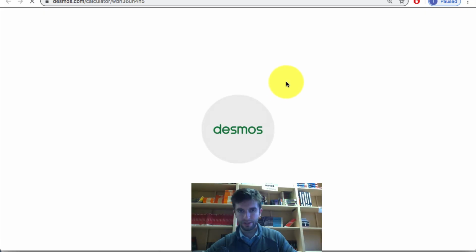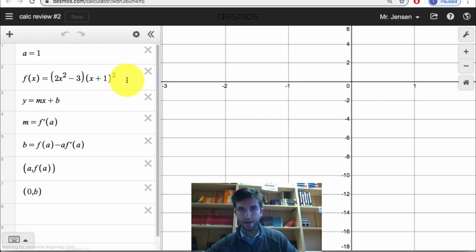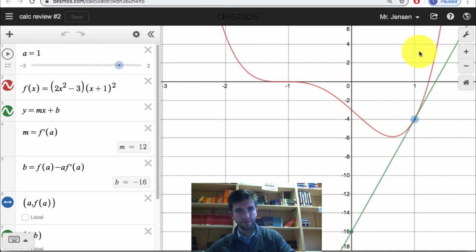So let me go to this Desmos link here. So I've got the function graphed. So here's the function, this function here, f of x. We want the equation of the tangent line at x equals 1. So I've got Desmos graphing that tangent line for us. We want the equation of that tangent line at this point right here. Well, if we want the equation of the line, it needs to be in the form y equals mx plus b. Well, we can get the slope of the tangent line from the derivative.